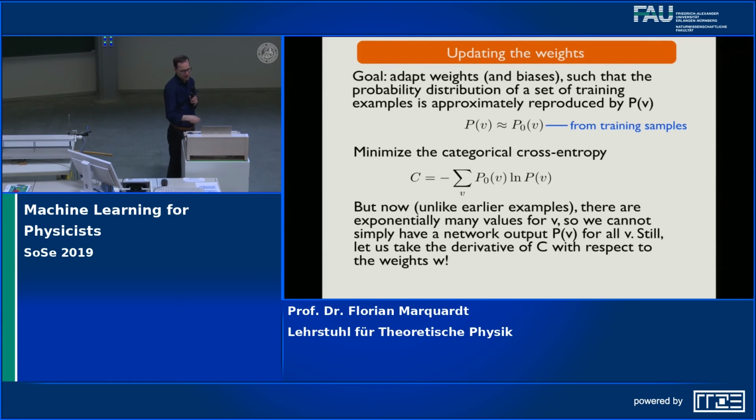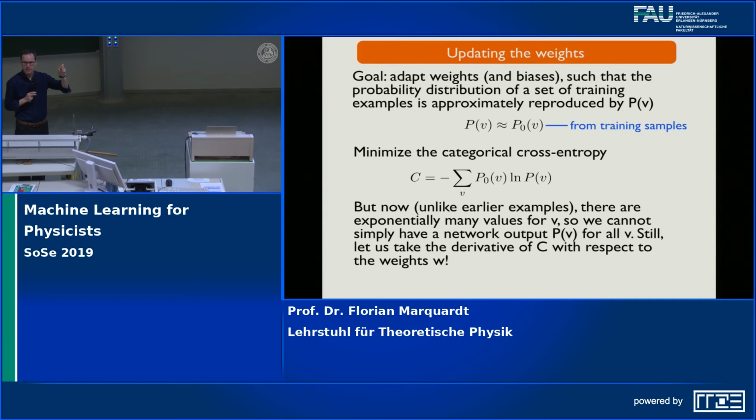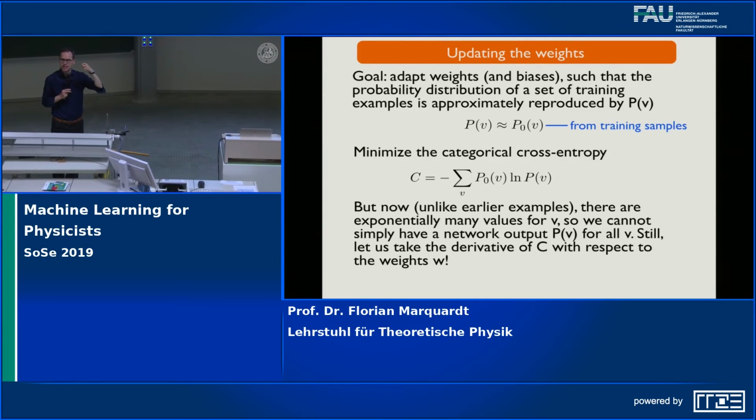But this is, of course, only half of the story. What we really wanted is not an arbitrary Boltzmann distribution, but we wanted to adapt the energies so that we get exactly a desired distribution. P0, we called it, P0 of V. So how do we do this? P of V should be as close as possible to P0.